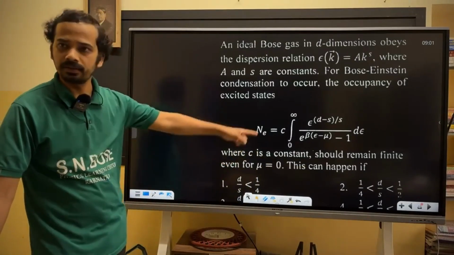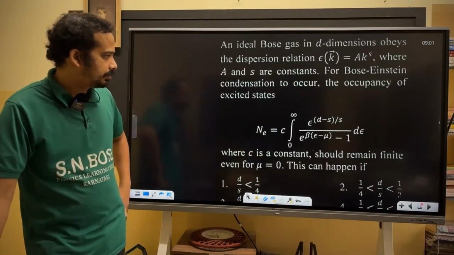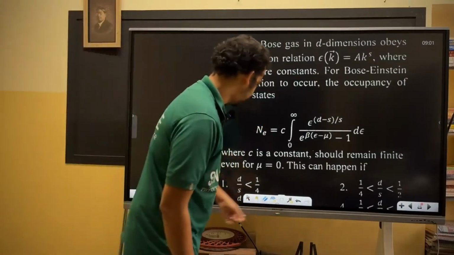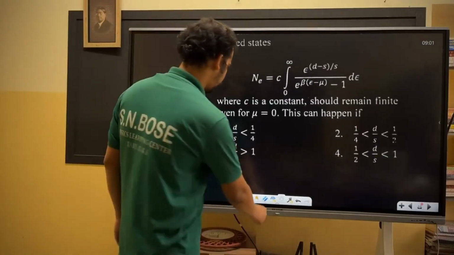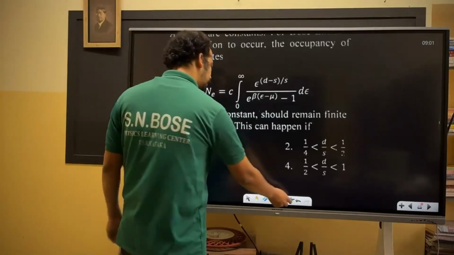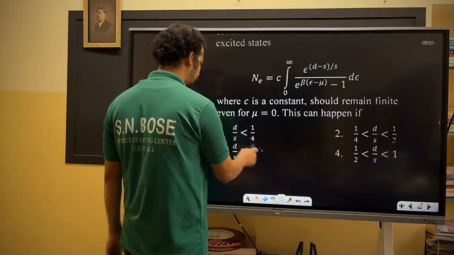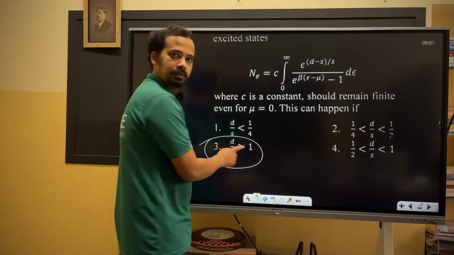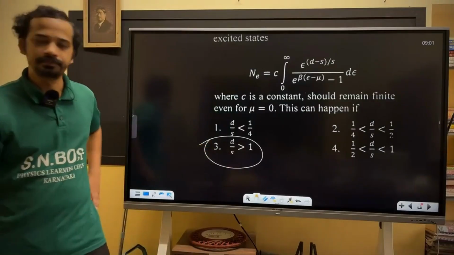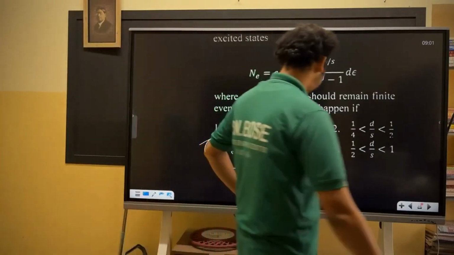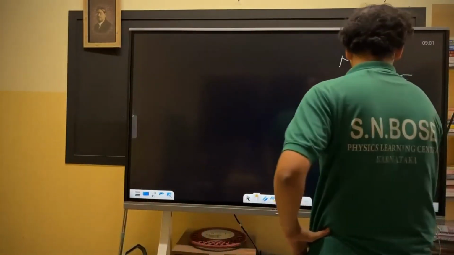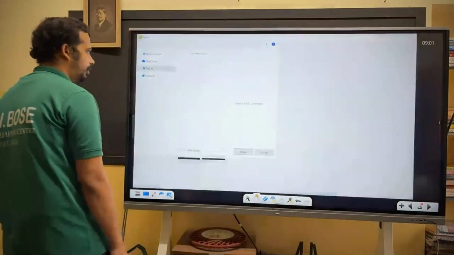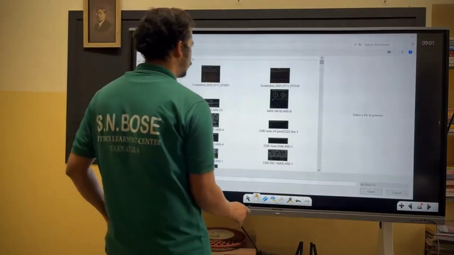This should remain finite when mu equal to 0. Fine, D by S minus 1 only. Check that out. From this question only I got this idea that D by S is greater than 1. But at that time, this was a very old question, and I used the Wolfram Alpha calculator to conclude that D by S is greater than 1. Fine. So now look at here. Two questions are there. Quite, you may remember and proceed.